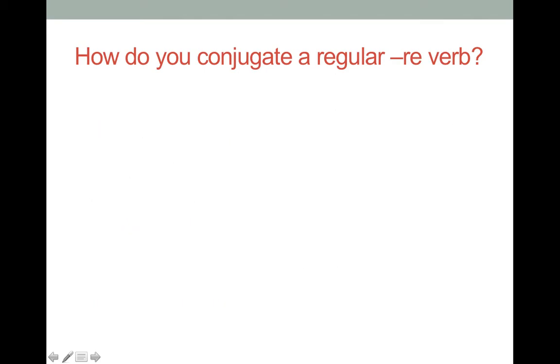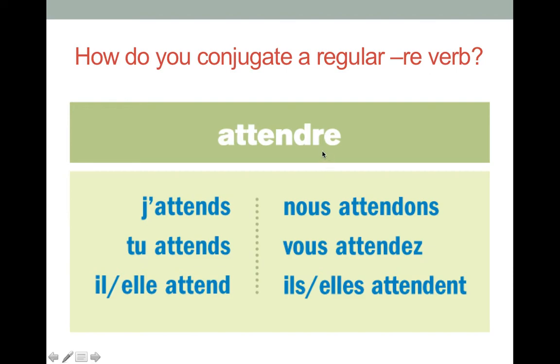So let's take a look at an example. We have the verb attendre, which we'll learn on the next slide means to wait. Step one, we cross off the RE, and then we're left with what's called our stem. That's whatever's left of the verb once we get rid of the ending. So in this case, it's attend, A-T-T-E-N-D, and then you can see underlined, that's how we're going to start each of our conjugations, with that stem.